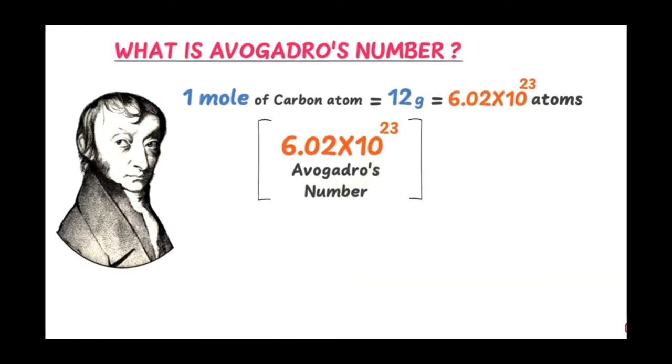After many years, he claimed that in 1 mole or in 12 grams of carbon, there are 6.02 into 10 to the power 23 atoms of carbon. In chemistry, 6.02 into 10 to the power 23 is known as Avogadro's number.